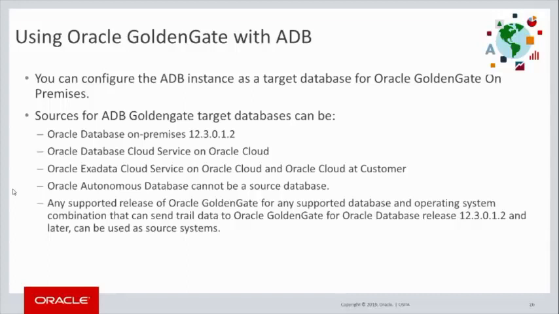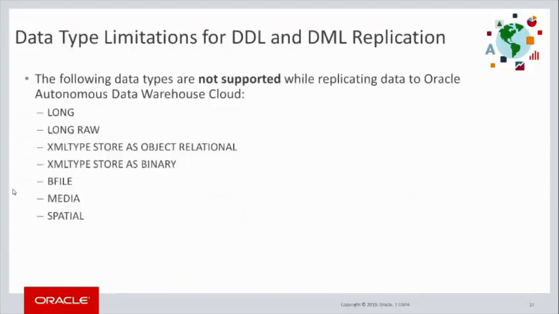Oracle Autonomous Database cannot be a source database, it can only ingest data. In other words, be a target database. The following data types are not supported when replicating data to Oracle Autonomous Database: long raw, XMLType stored as object relational, XML stored as binary, BFILE, media, and spatial.